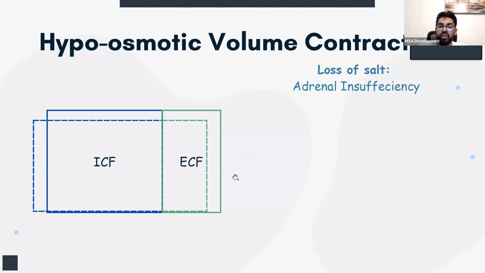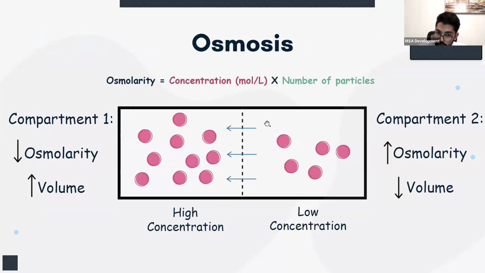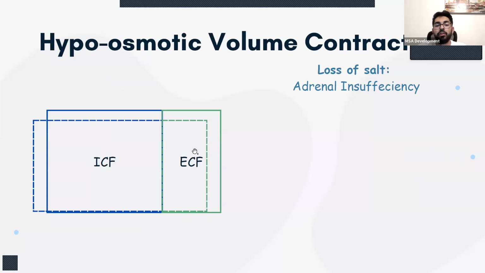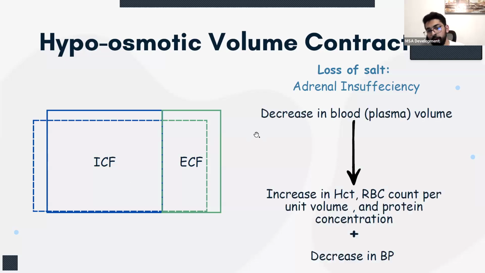When you have lower osmolarity outside the cells than inside, and again, water moves from areas of low concentration to the areas of the higher concentration, the water is going to move from outside to the inside of the cells. And as a result of that, the intracellular fluid is going to increase. Okay, that's why you're going to see a horizontal increase in the size of the ICF box. Again, like any contraction, you're going to have a decrease in blood volume. You're going to see an increase in RBC count, in protein concentration, and a decrease in blood pressure.